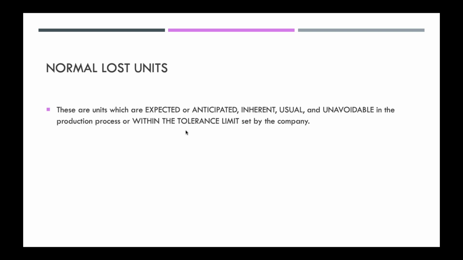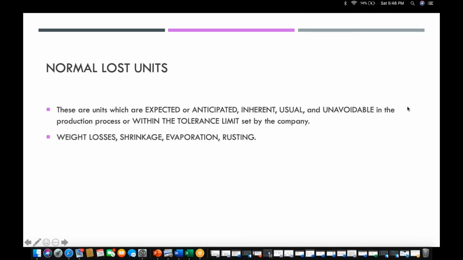Now, as I have said, dalawang klase ito. It's either normal lost units or abnormal lost units. Pag sinabi nating normal lost units, these are units which are expected or anticipated, inherent, usual, and unavoidable in the production process or within the tolerance limit set by the company.